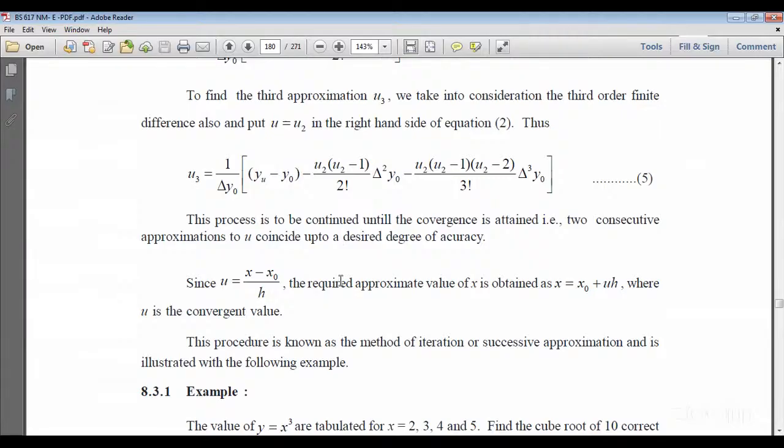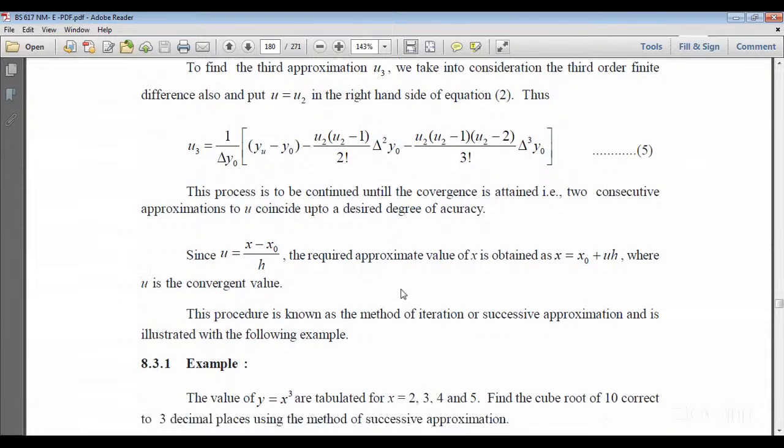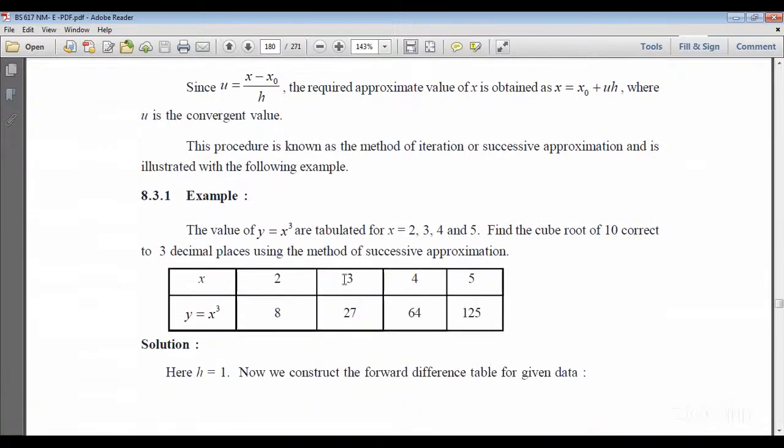convergence. Convergence here is related to consecutive approximations coinciding to the required degree of accuracy. u is equal to (x minus x naught) by h, which is the required approximate value. x is obtained as x is equal to x naught plus uh, where u is the convergent value. The procedure is known as the method of iteration of successive approximation, which is illustrated in the following example.